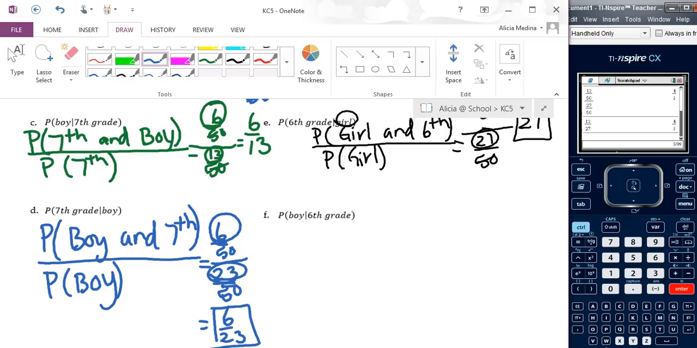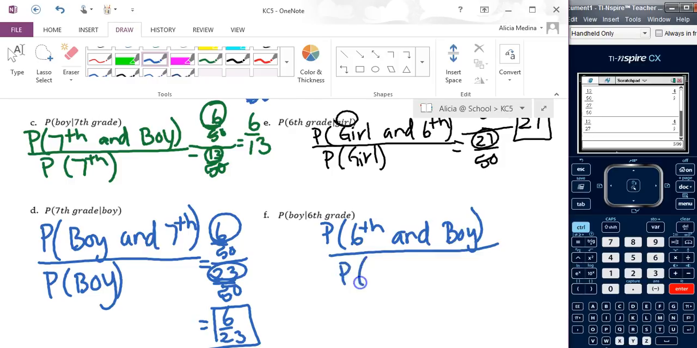Alright, last example here is letter F. I'm finding out the probability of being a 6th grader and being a boy, all over the probability of being in 6th grade. So now what I did was I separated everyone by grade level, and now I'm trying to figure out how many of the 6th graders are boys.